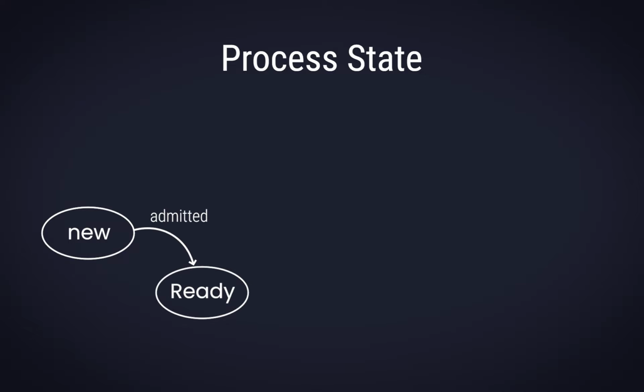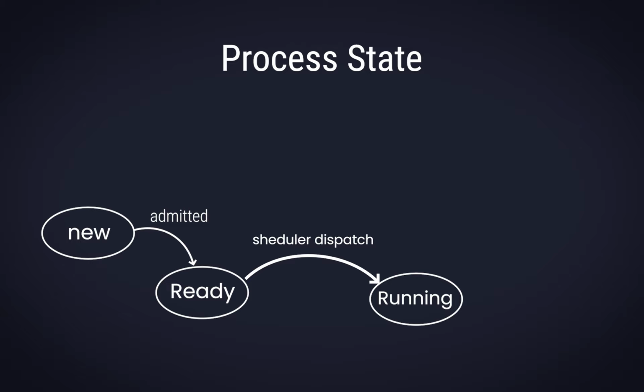Now let's look at the process states. First, we have the new process, where the process is being created and is ready to be assigned to the memory. Then we have the ready state. Here the process is waiting to be assigned to the processor to start executing. Then we have the running state. Here the program and its instructions are being executed in the processor.